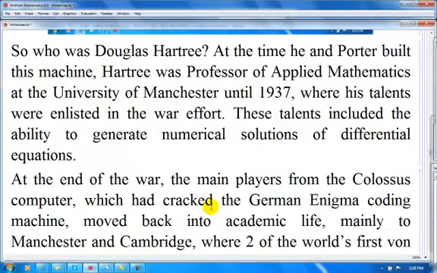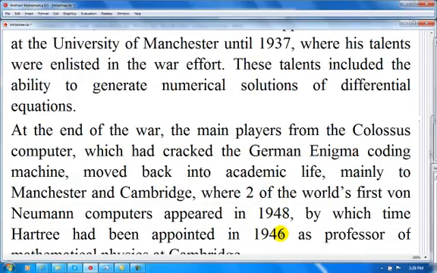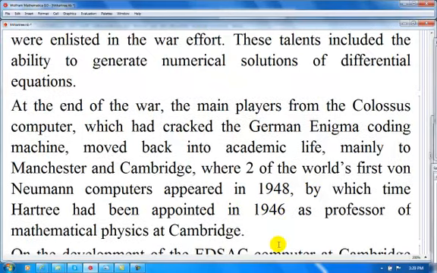At the end of the war, the main players from the Colossus computer, which had cracked the German Enigma coding machine, moved back into academic life, mainly to Manchester and Cambridge, where two of the world's first von Neumann computers appeared in 1948, by which time Hartree had been appointed in 1946 as Professor of Mathematical Physics at Cambridge.